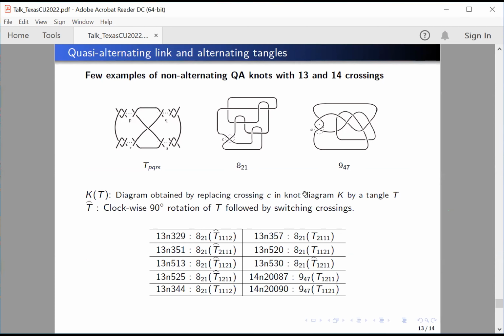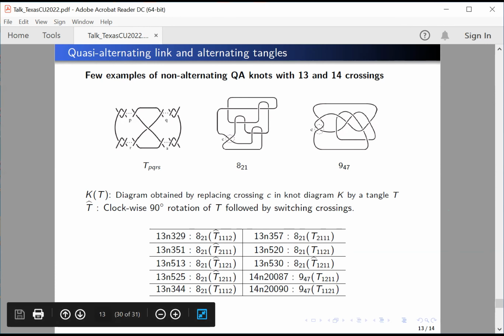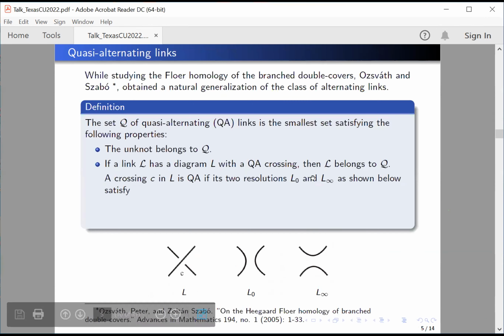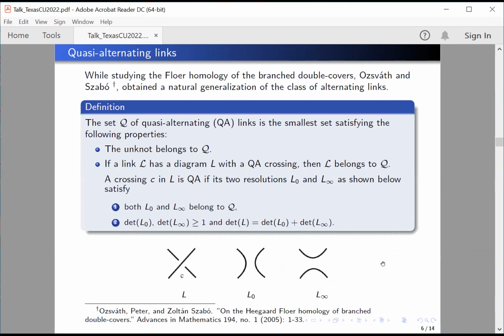Yeah, sorry, I want to ask a question. It might be a very naive one. First of all, thank you for your presentation. So in the definition of quasi-alternating links, we had two conditions, one about the determinant and the other one about the recursive step. So I wanted to ask, if we exclude one of these conditions, do we know what family we would end up with? Exclude condition 1 or exclude condition 2.